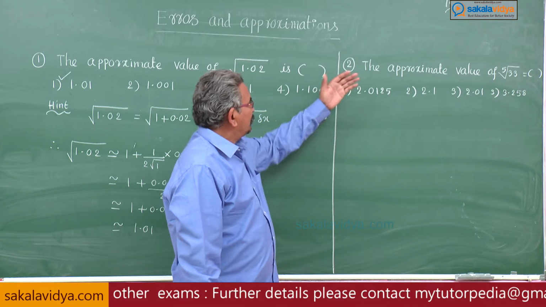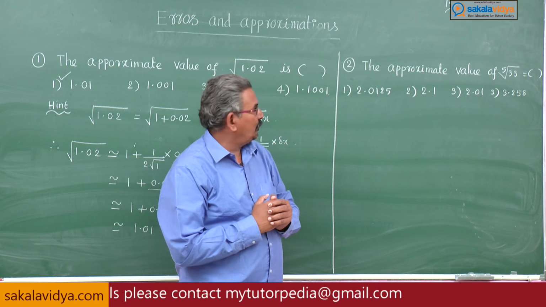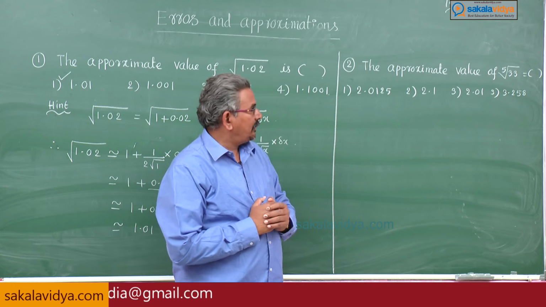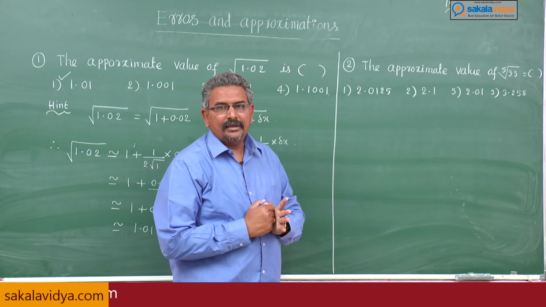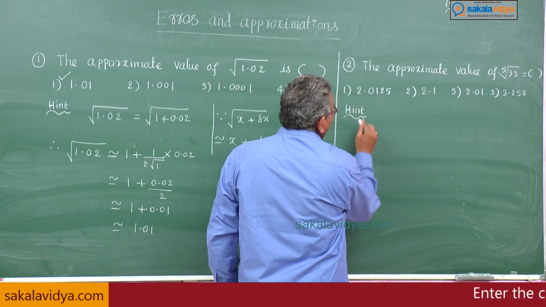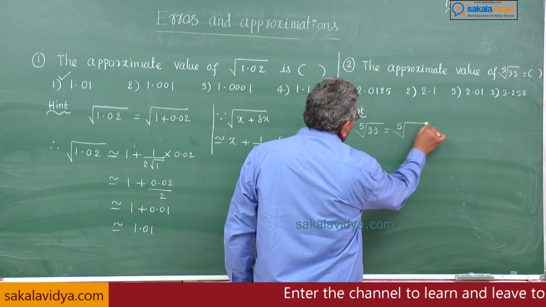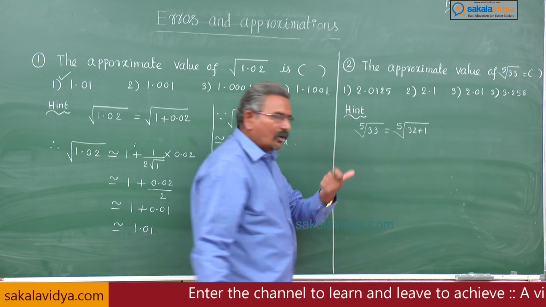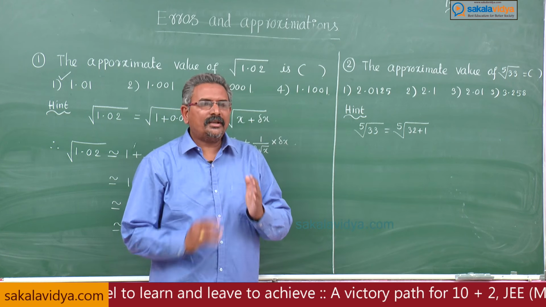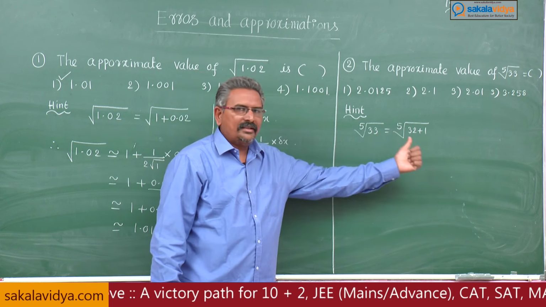Okay, so let us go to the second problem. The approximate value of fifth root of 33 is how much? 2.0125, 2.1, 2.01, 3.258. Okay, let us do it. So, now this fifth root of 33 can be written as fifth root of 32 plus 1. You may have one doubt. Why should we write like this? Because the fifth root of 32 we can easily find out. 32 is nothing but 2 to the power of 5. Fifth root of 32 is 2. So, that's why we should write like this only.